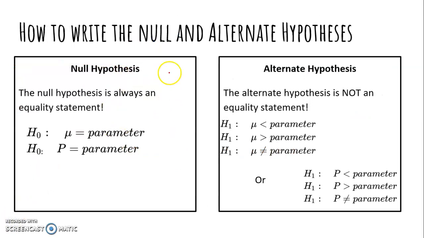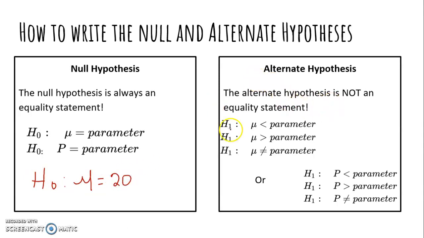So let's talk about how to write the null and the alternate hypothesis. The null hypothesis is always an equality statement. It's always going to have an equal sign. So you start by writing H subscript 0. Then you decide, am I defending a mean or a proportion? Which parameter are we talking about? So then we'll say that the mean equals a number or the proportion equals a number. So in the case of the cereal box, we would say the mean equals 20.